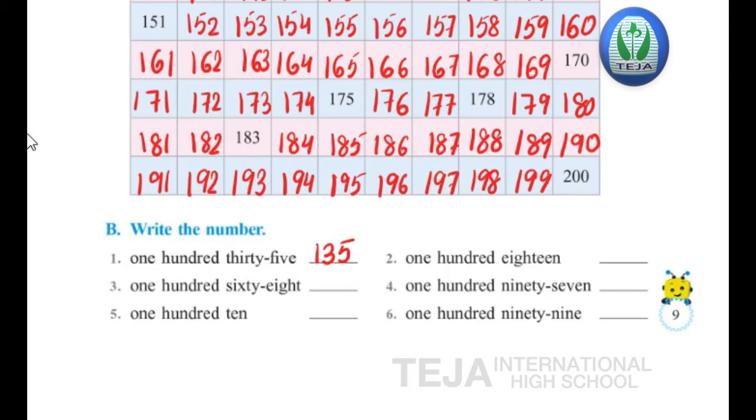Second question, 118. So 1 in the hundreds place and 18, that is 1 in tens place and 8 in ones place. This is 118. Third question, 168. So 168, that means 1 in hundreds place, 6 in tens place, and 8 in ones place. Okay, 60 means 6 in tens place and 8 in ones place. So the number is 168.